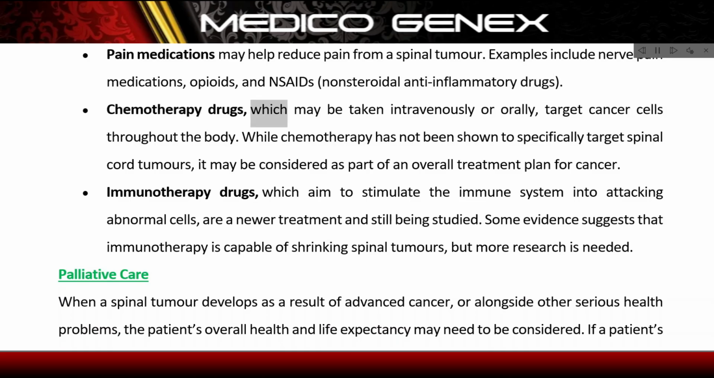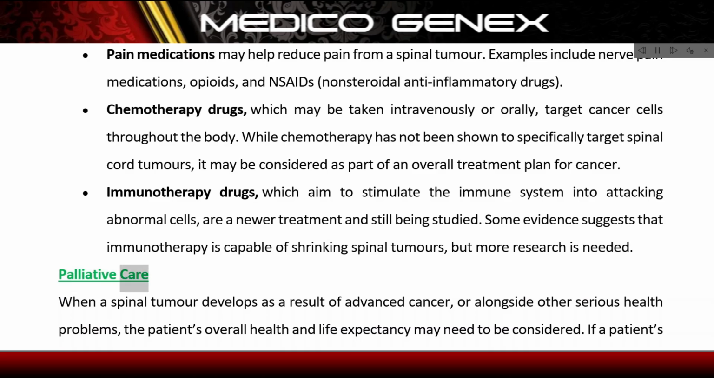Chemotherapy drugs, which may be taken intravenously or orally, target cancer cells throughout the body. While chemotherapy has not been shown to specifically target spinal cord tumors, it may be considered as part of an overall treatment plan for cancer. Immunotherapy drugs, which aim to stimulate the immune system into attacking abnormal cells, are a newer treatment and still being studied. Some evidence suggests that immunotherapy is capable of shrinking spinal tumors, but more research is needed.